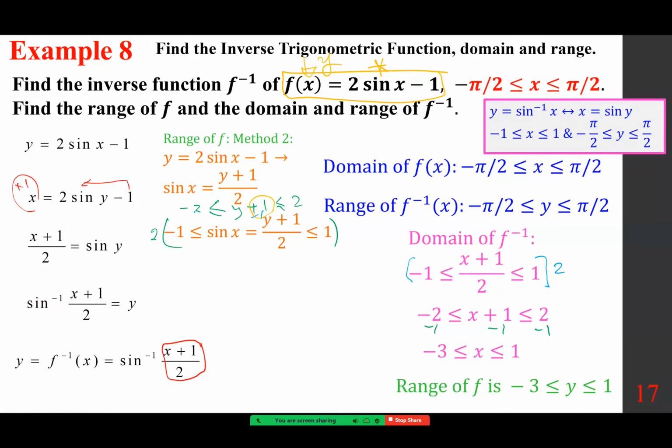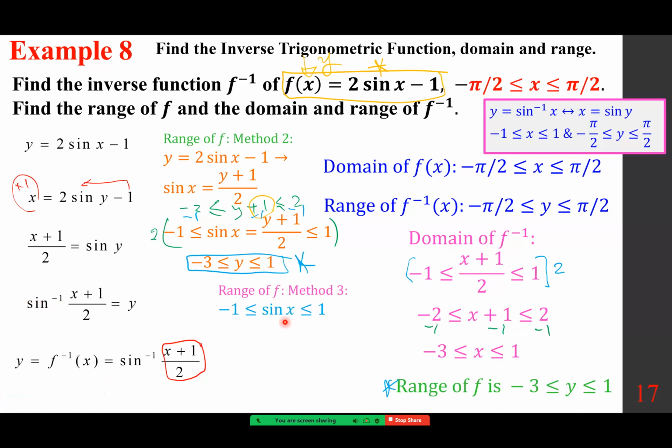So -1 here, -1 here, -1 here gives you this answer, -3. Y is between -3 and 1. This is the same as what we got here. And I'm going to also look at another method quickly that may even be more easily understood for some students. Here's quickly the third method.